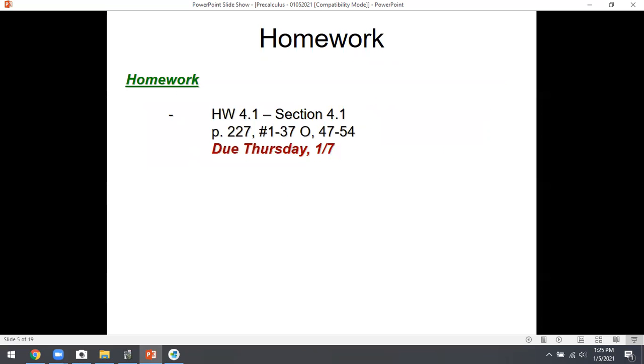And here is your assignment. Homework 4.1 is what it will be called. Write it down right now, page 227.